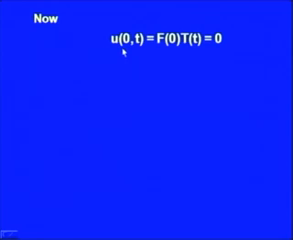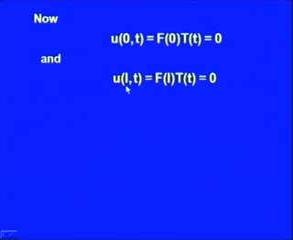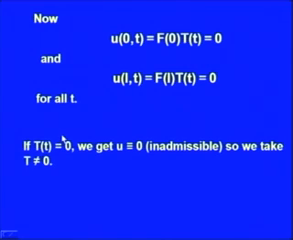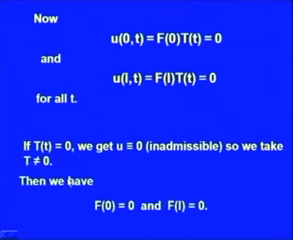Now, we are having the boundary condition that u(0, t) is equal to 0, and we have assumed that u(x, t) equal to f(x) into T(t). So, let us put x equal to 0 there. Then we will get u(0, t) equal to f(0) into T(t), which is equal to 0, and also we have u(l, t) equal to 0. So, u(l, t) is equal to f(l) into T(t) equal to 0 for all the time t. Now, if T(t) is equal to 0, then u(x, t) equal to f(x) into T(t) will give you u as identically 0, that is for all the time t and for all x, u is 0. So, this is an inadmissible case, and so we will take T(t) to be not equal to 0, and then one will have f(0) equal to 0 and f(l) equal to 0.